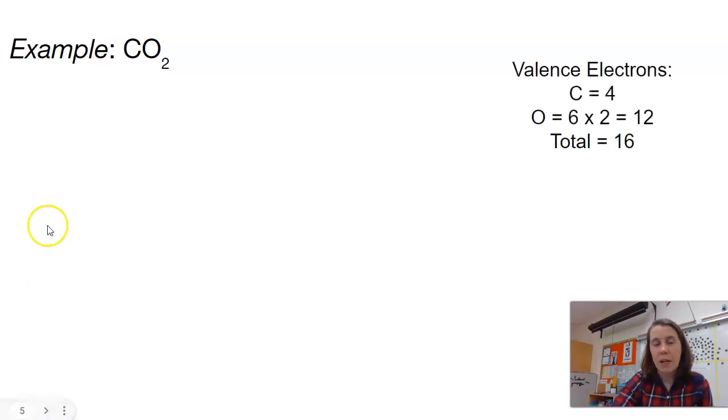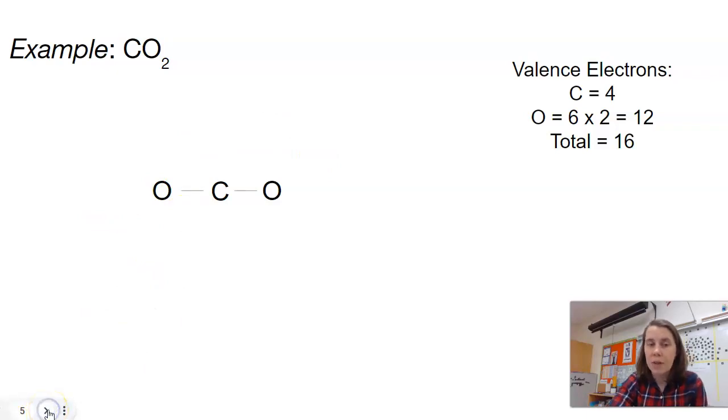Now, CO2. Let's add up our valence electrons. Carbon has 4. Each oxygen has 6, so that's 12 total for the oxygens. 4 plus 12 is 16. Oxygen is more electronegative than carbon, so carbon will go in the middle, and we'll put our oxygens on either side. We'll start with a single bond for each. That is 2, 4 electrons, so we have 12 more. Put 6 on each of our oxygens, and now we've used all the available valence electrons.